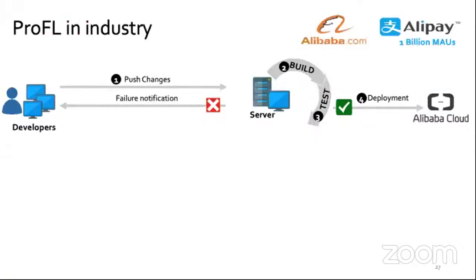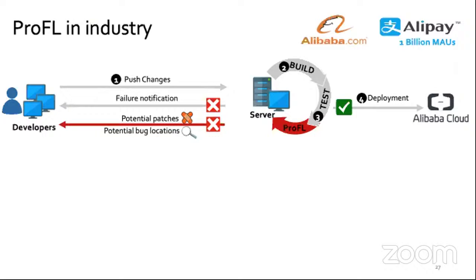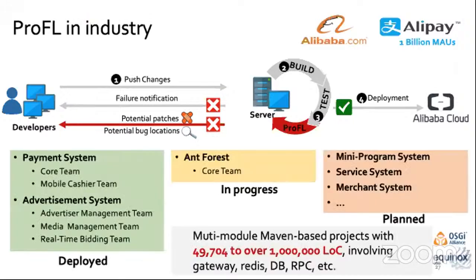Besides the evaluation on the widely used benchmark in debugging research, ProFL has also been deployed in the global company Alibaba with over 1 billion global users. After any test failure is triggered on the server, ProFL is applied and then returns the potential patches and a refined ranking of the localization results to help developers debug. Currently, ProFL has been deployed in many teams in Alibaba, such as the payment and the advertisement systems. And besides these, more systems are also planning to use ProFL. All these systems are of large scale, such as more than 1 million lines of code. And on these systems, ProFL is still very effective and efficient.